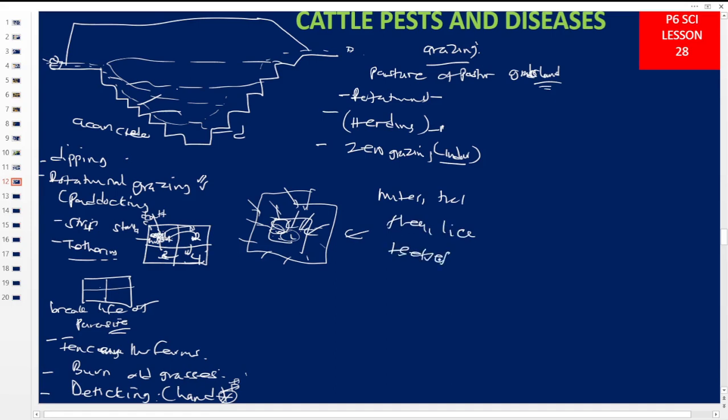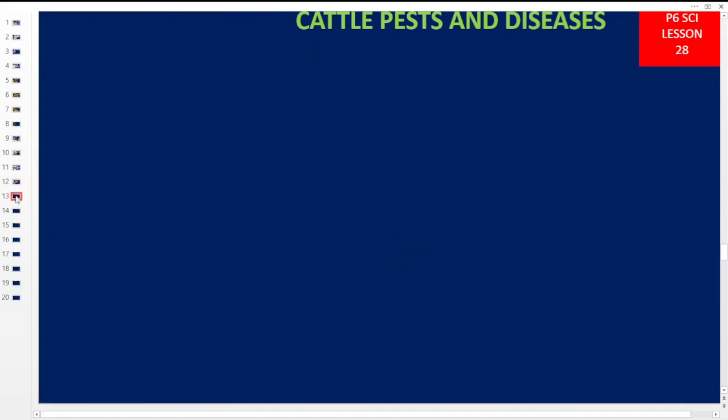Then these tsetse flies have a special way of controlling them, that is using tsetse fly nets, to trap tsetse flies in areas where they are infested. So spraying using acaricides, dipping using acaricides, rotational grazing, fencing, burning all the grasses, deticking, and using tsetse fly traps to control external parasites. Now let us move on and see what we call internal parasites.